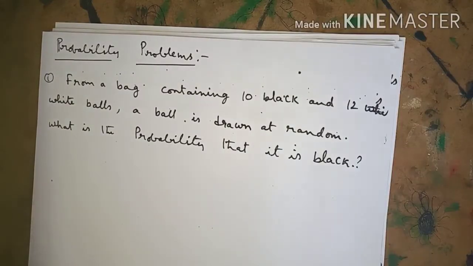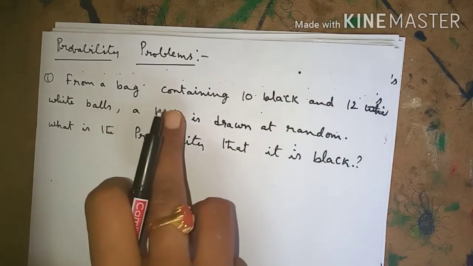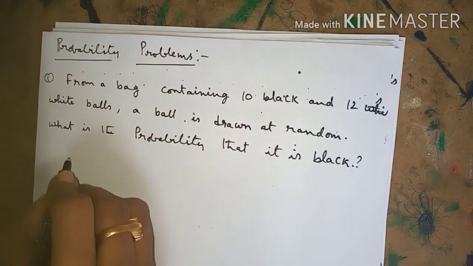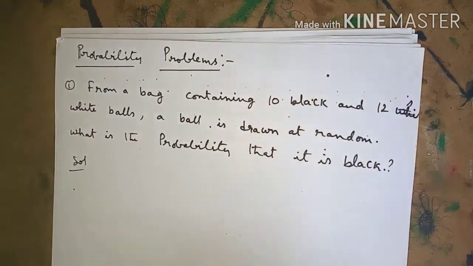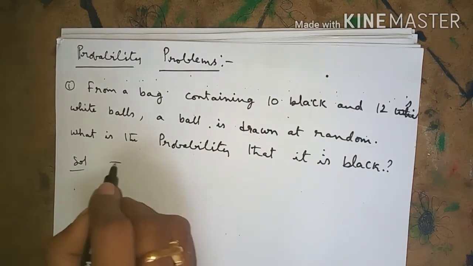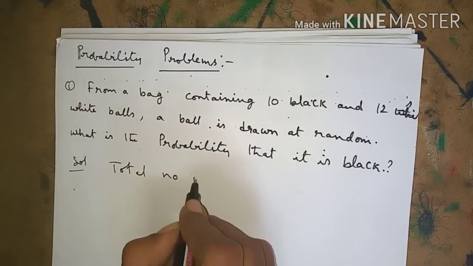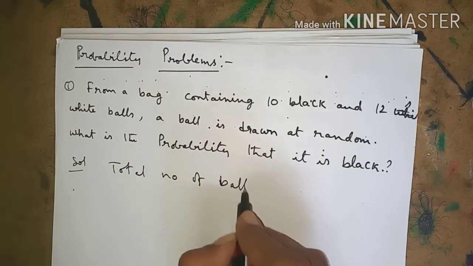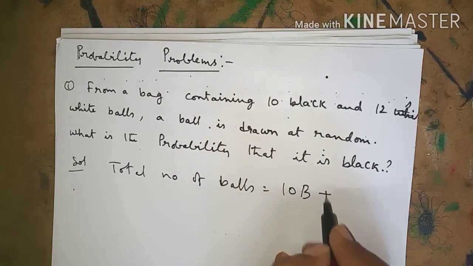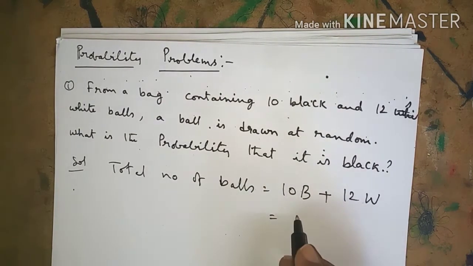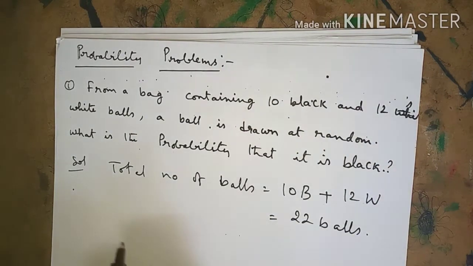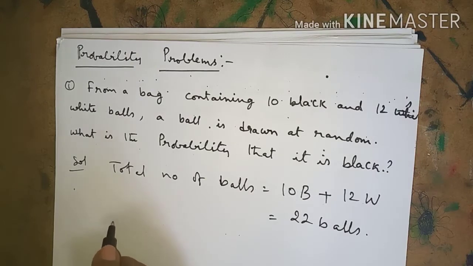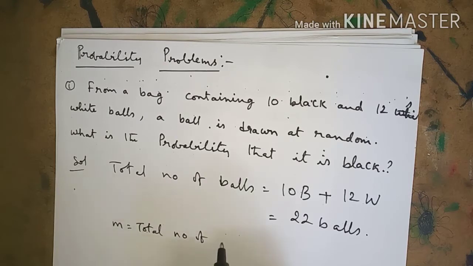Now coming to the first problem. A bag contains 10 black and 12 white balls. While doing the solution, I'll tell you how to do this problem. Whatever content is given, read it very carefully. Total number of balls: how many are there? 10 black balls plus 12 white balls is equal to 22 balls. Therefore, total number of elementary events, N, is 22.